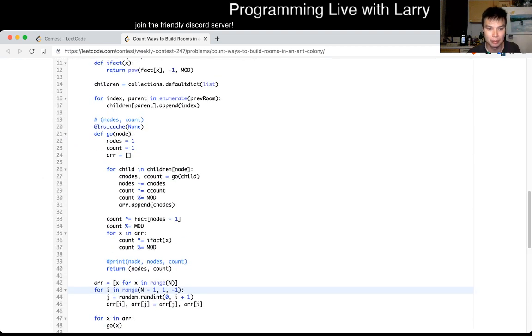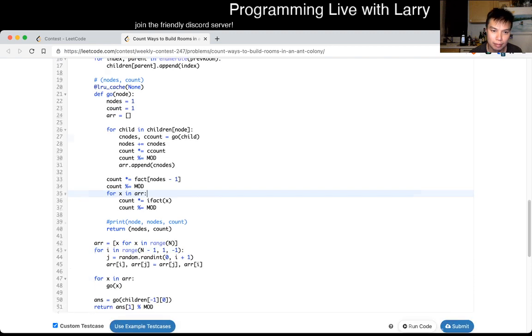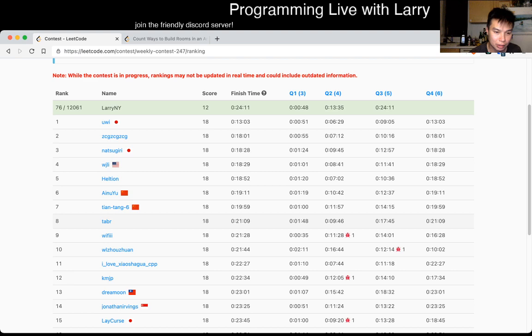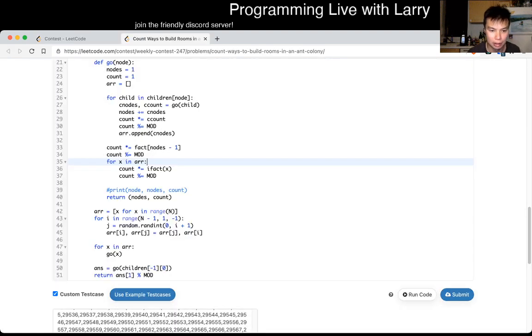I mean, with a modular inverse anyway. Maybe I should have done it in another language. This is silly.